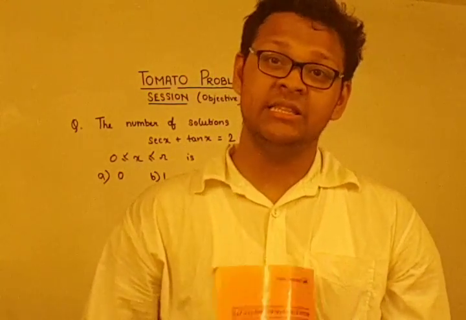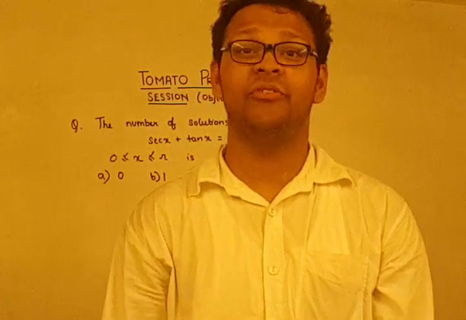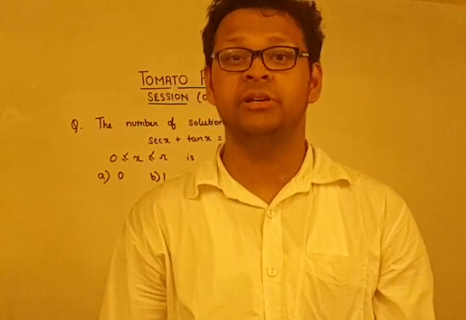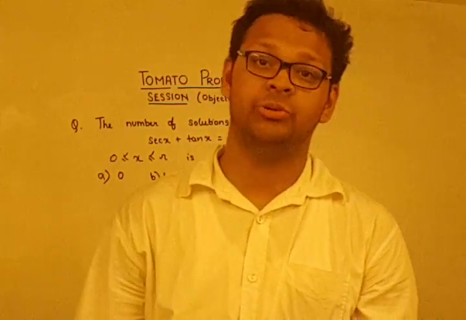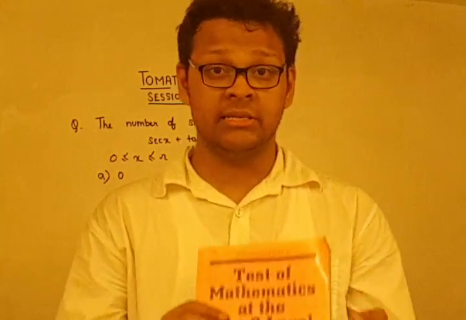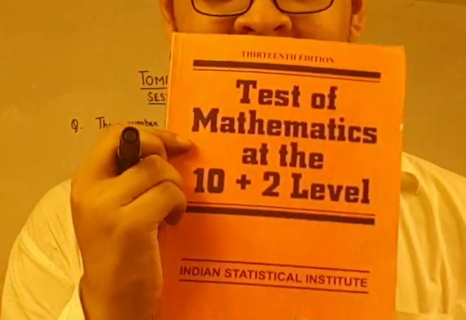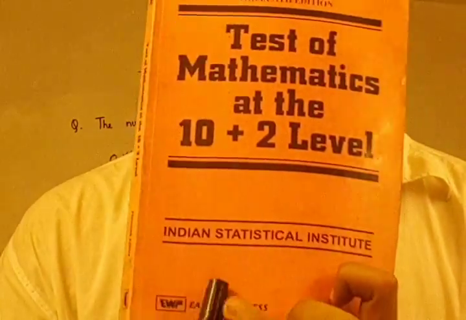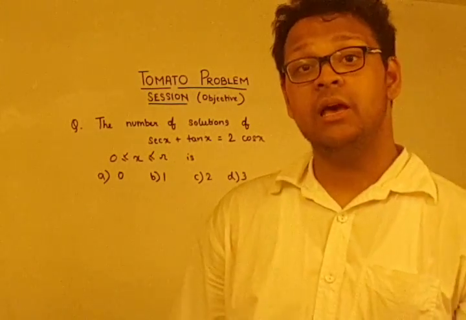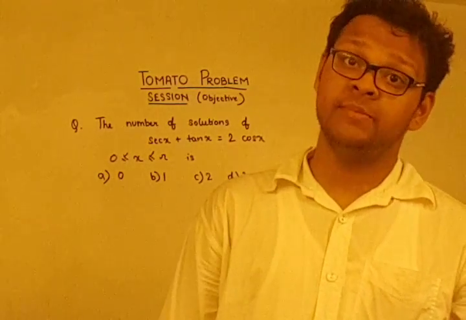So if you have already seen the previous ones, then it's well and fine. And for those who are new, let me explain that this series is basically for aspirants of Indian Statistical Institute and Chennai Mathematical Institute entrance examinations. The Tomato book, Test of Mathematics at 10+2 level, is published by the Indian Statistical Institute themselves, and this is a very important book for clearing those examinations. The ISI professors themselves have included problems in this which are of equal aptitude as the problems that you will get in the exam.